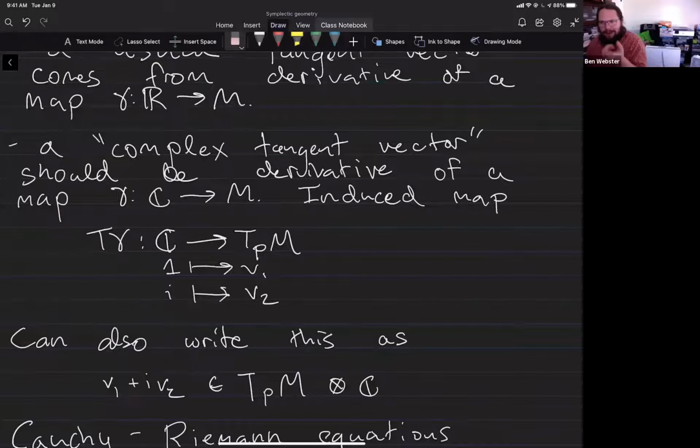It would be whatever comes from a map of C into your manifold instead of a map of R. Well, if you have a map of C into your manifold, you could differentiate it, but you don't get one tangent vector, you get two tangent vectors, right? You can think of the tangent space to C as C itself. And so 1 goes to a tangent vector, which is what happens when you travel along the real axis, and i goes to a tangent vector, which is what happens when you travel along the imaginary axis.